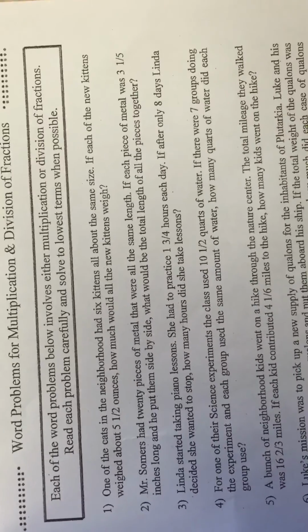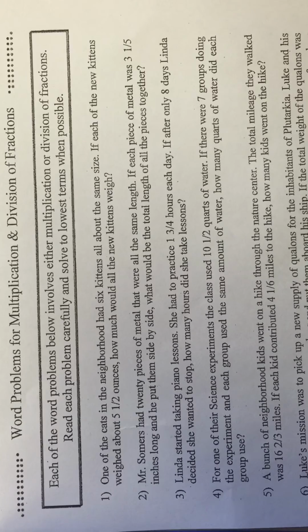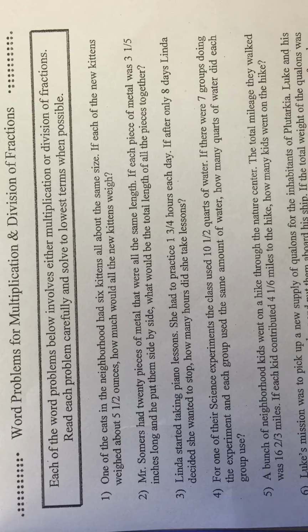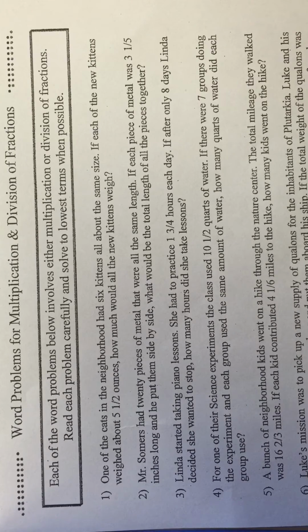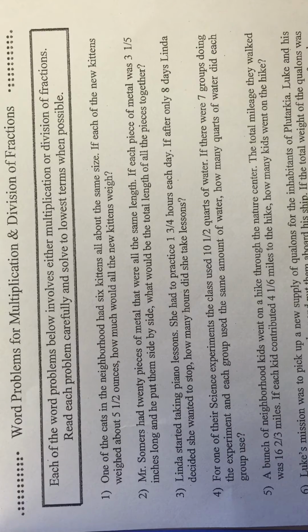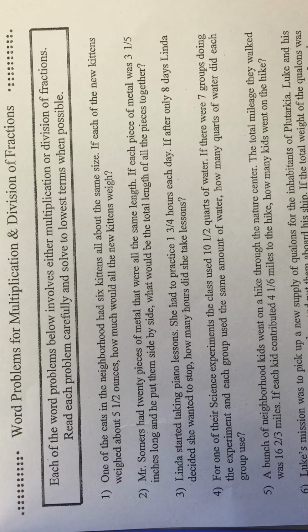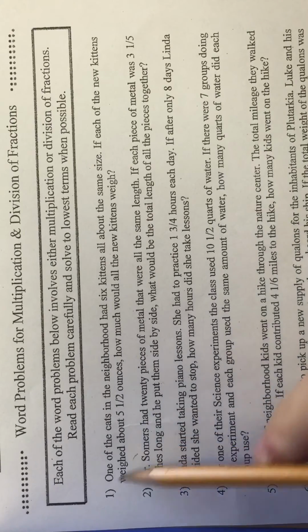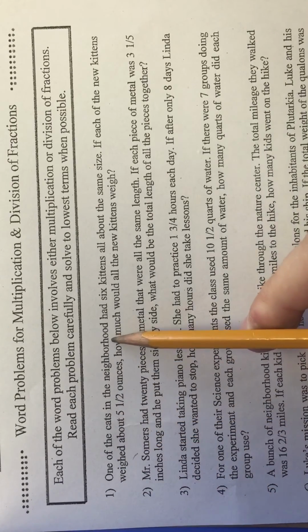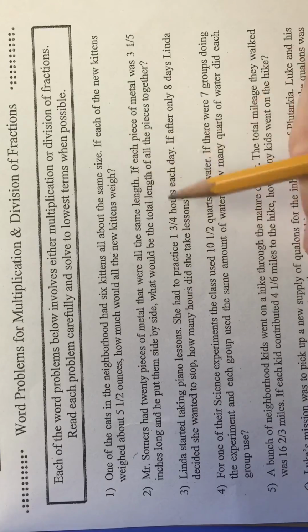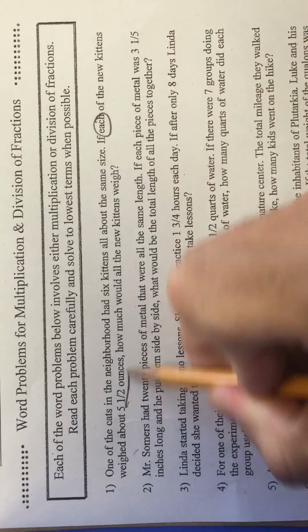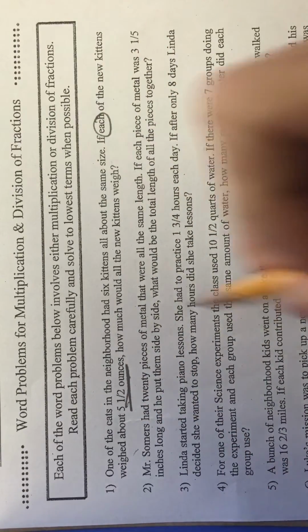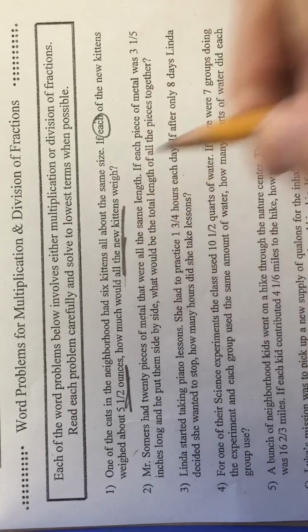The other piece of it is we have word problems here. When we have these word problems, we want to look and make sure what we're doing. So the whole key is just reading and thinking, is my answer going to be larger or smaller? If it's larger, I know I need to multiply. If it's smaller, I know I need to divide. One of the neighborhood cats had 6 kittens, all the same size. Each new kitten weighs about 5.5 ounces. How much would all weigh?